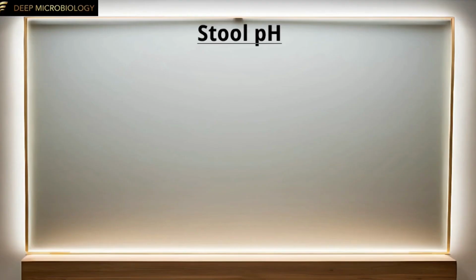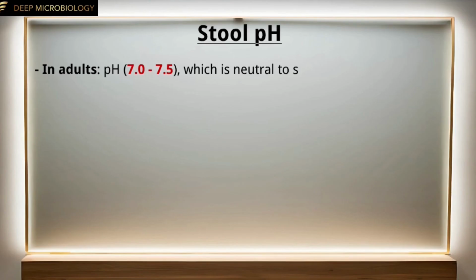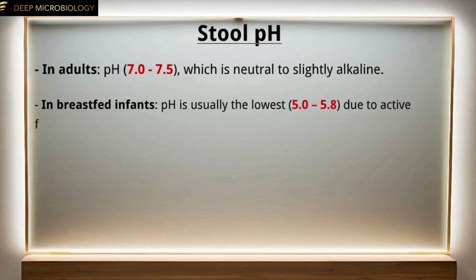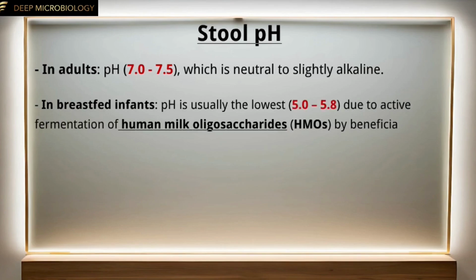Stool pH. In adults, the normal stool pH typically ranges from 7 to 7.5, which is neutral to slightly alkaline. In breastfed infants, stool pH is usually the lowest, 5 to 5.8, due to active fermentation of human milk oligosaccharides, HMOs, by beneficial bacteria such as bifidobacteria.